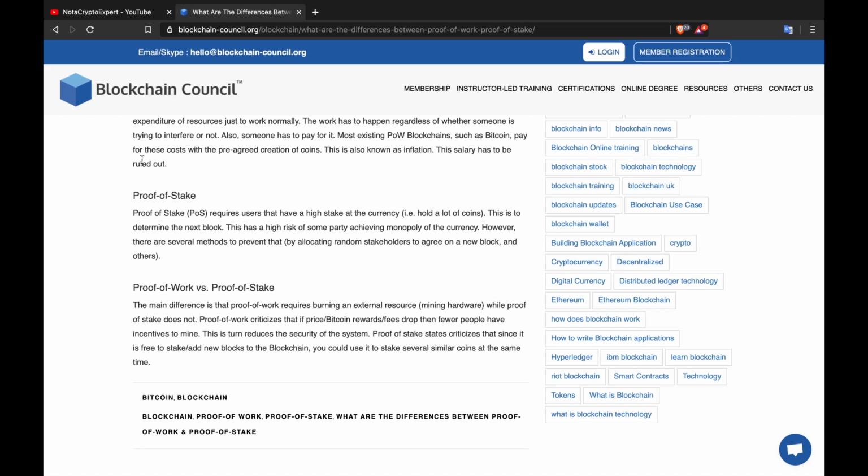Whereas proof of stake, think of it like you're in Vegas at the blackjack table, but instead of a game of chance, it's a game of how much money do you have and how much money are you willing to stake that your answer is right.